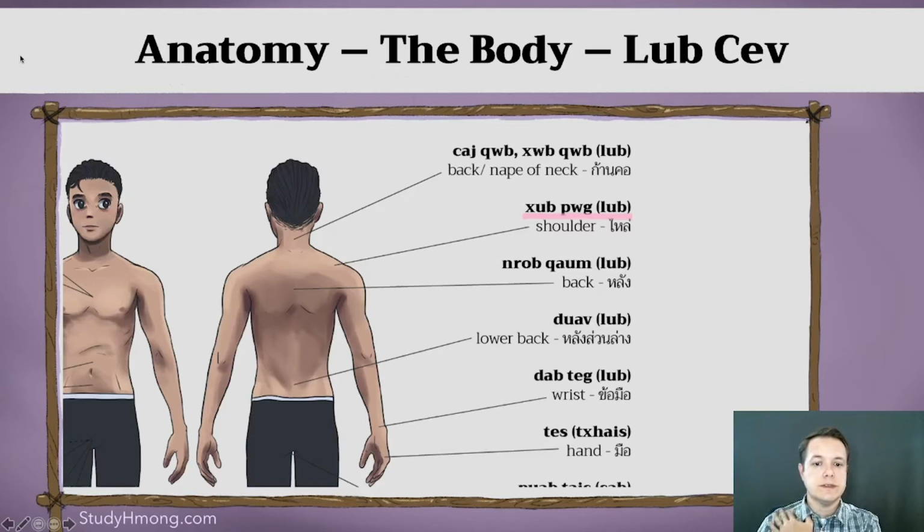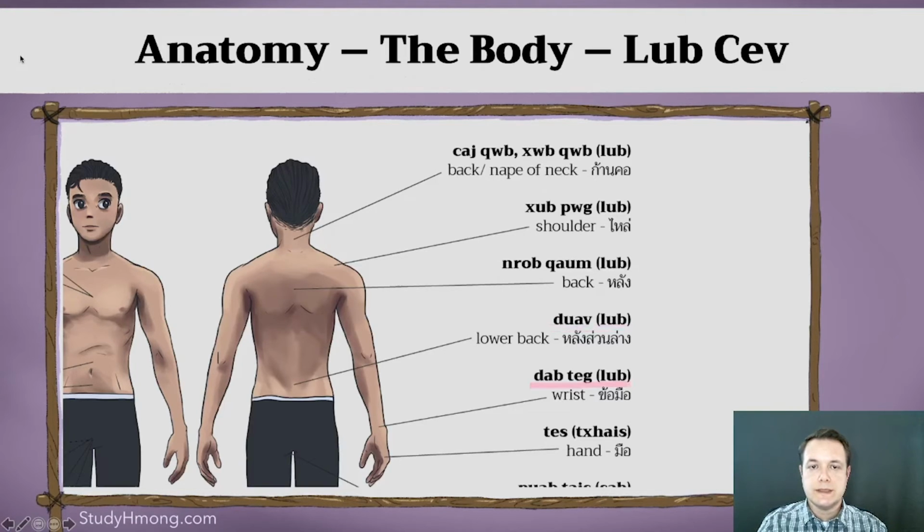Next, for the shoulders, we have su bu. Classifier is lu. For the back, that whole back area behind you, or it can refer to the space behind you, they use ndo gao. Classifier is lu. For your lower back, there's a different word, which is dua. Classifier is lu. And again, that's the lower part of your back.